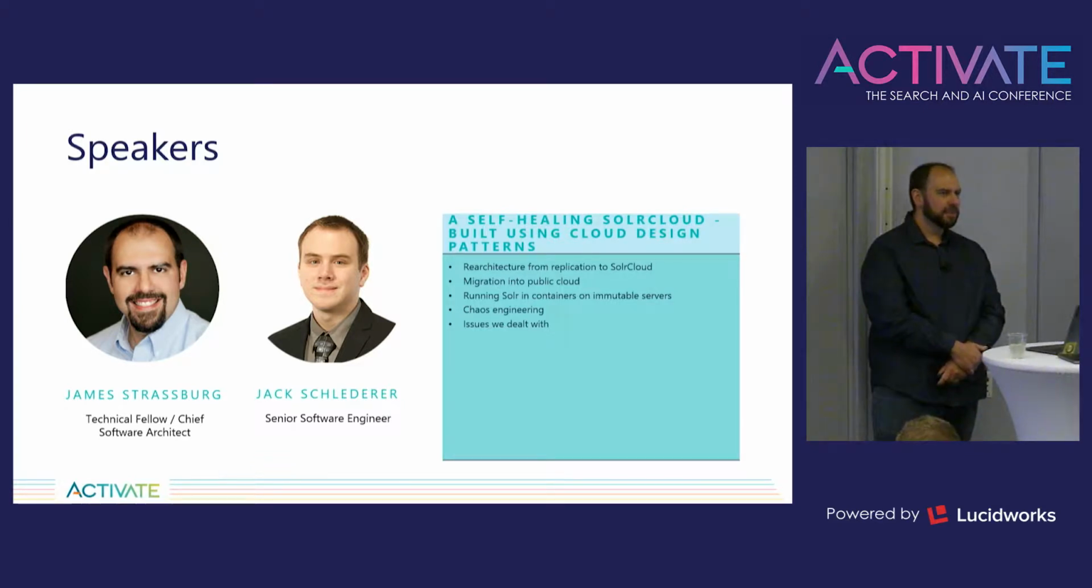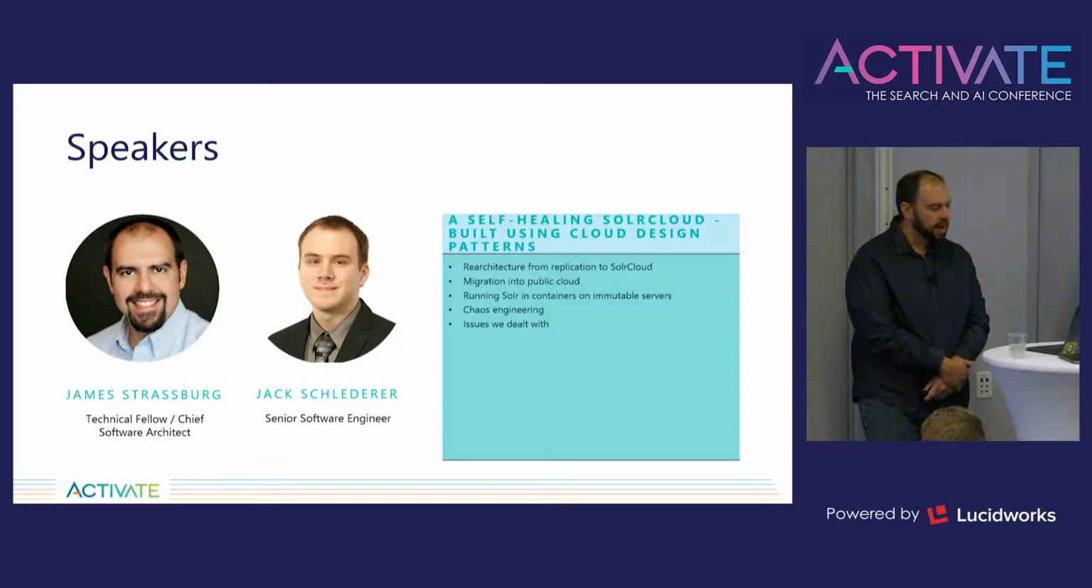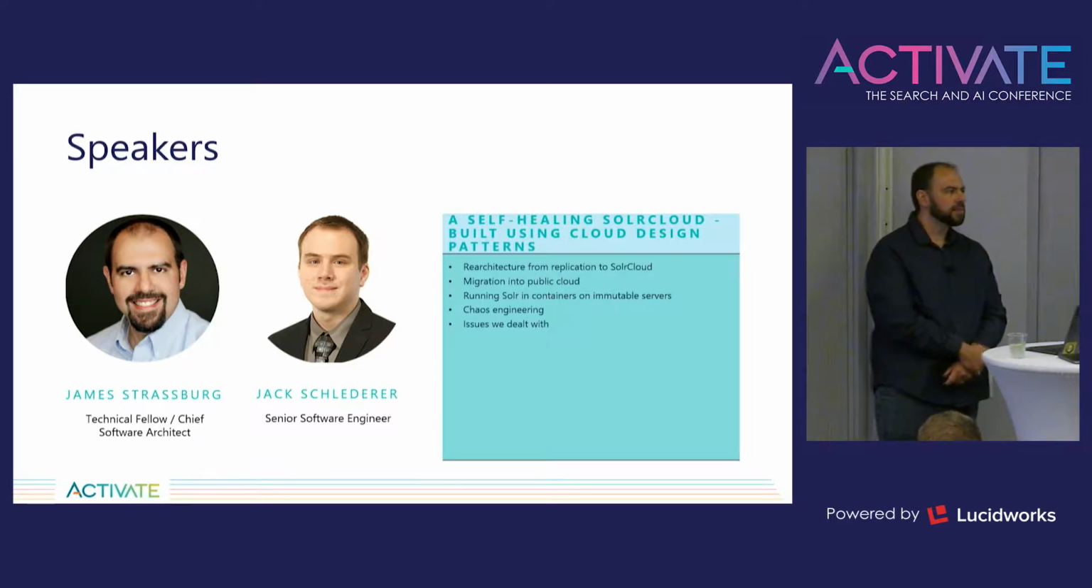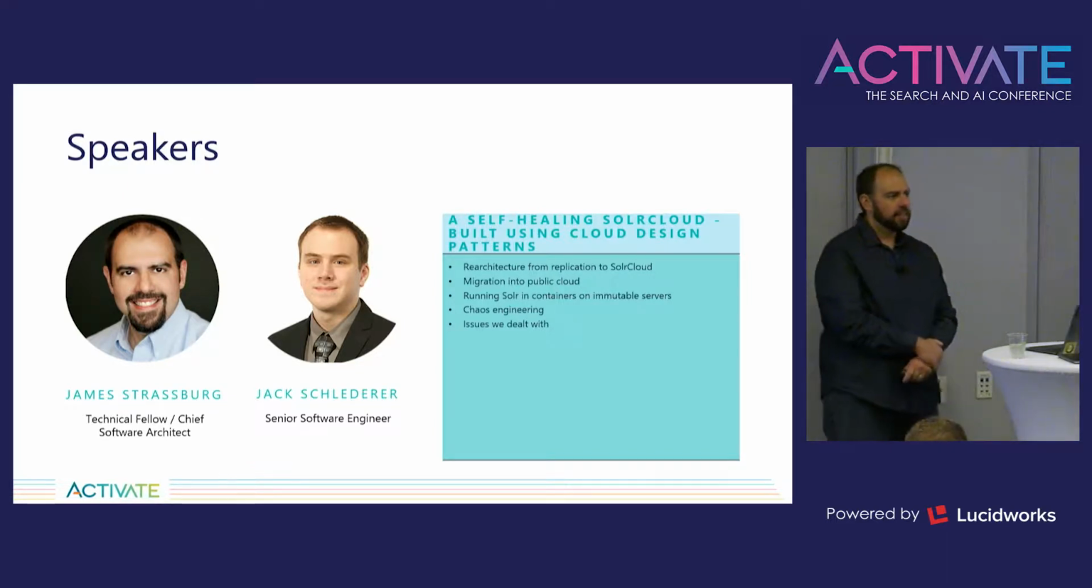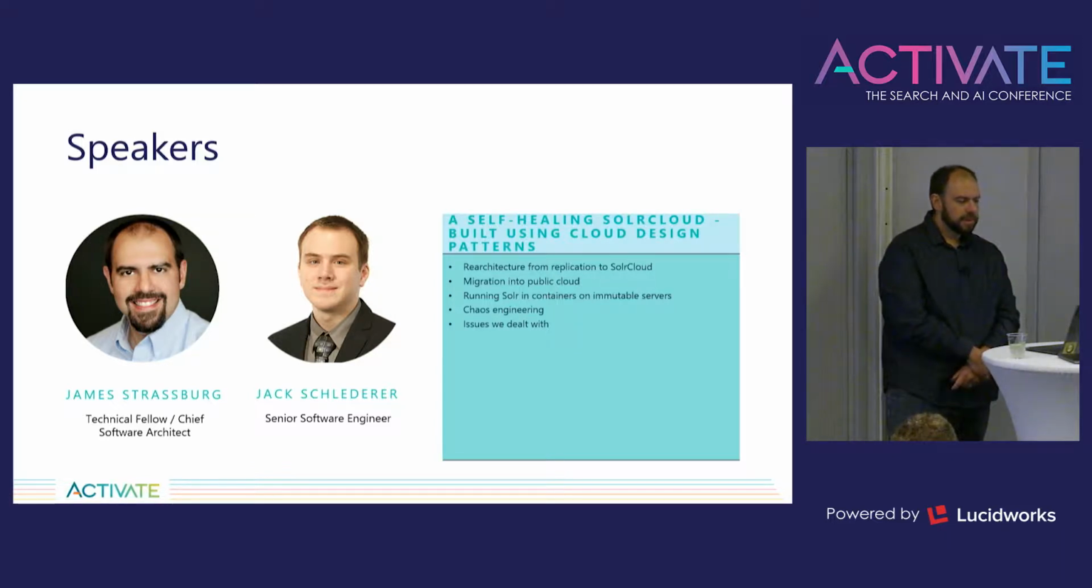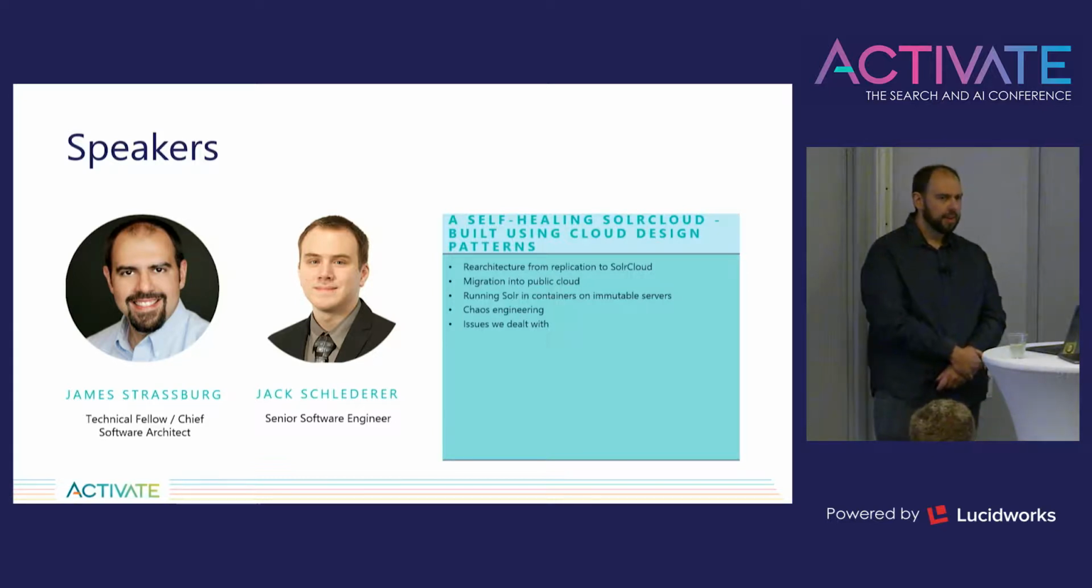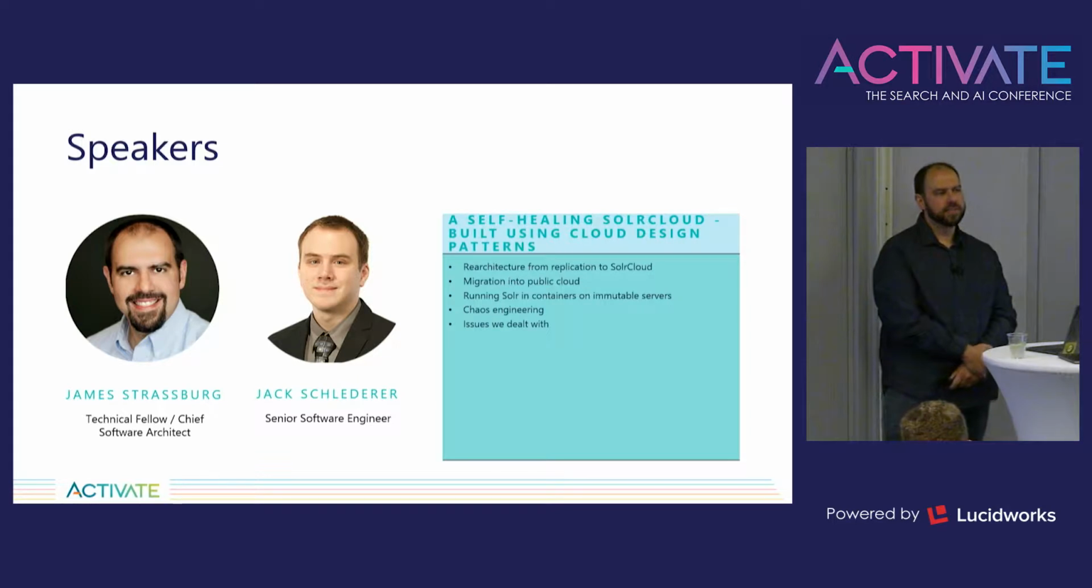So some of the stuff we're going to be talking about today are our re-architecture from a replication model into SolrCloud. Along the same time, we moved into AWS. We're also going to be talking about why we're running Solr in containers on immutable servers, treating them as stateless, our use of chaos engineering, and some of the issues that we dealt with along the way.